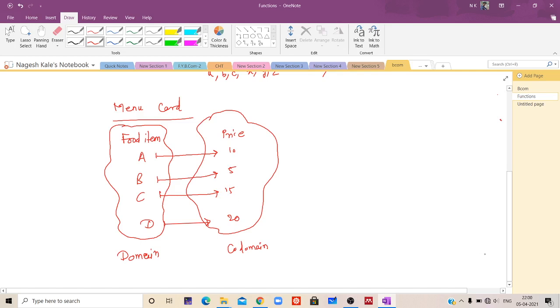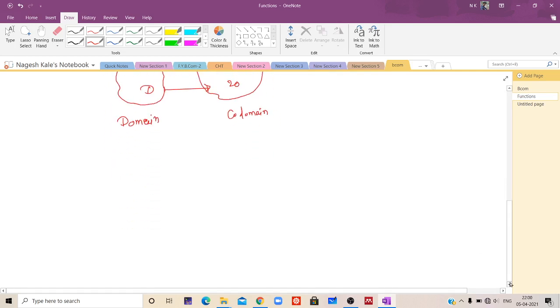Now let me jump from this example to a different example. Suppose I'm talking about the cricket team of India. You can easily see the name of the player.